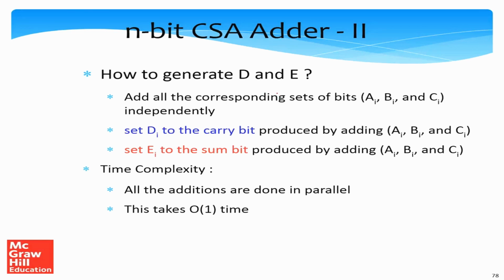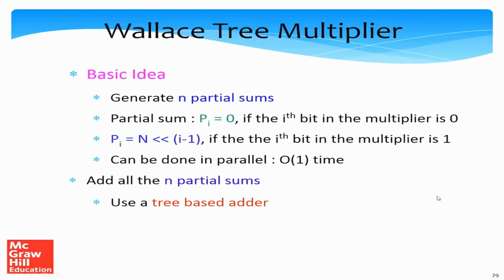How do we generate D and E? Well, we add all the corresponding sets of bits Ai, Bi, and Ci independently and simultaneously. We set Di to the carry bit produced by adding Ai, Bi, and Ci, and we set Ei to the sum bit produced by adding Ai, Bi, and Ci. So since all the operations are done in parallel, it takes order of 1 time.